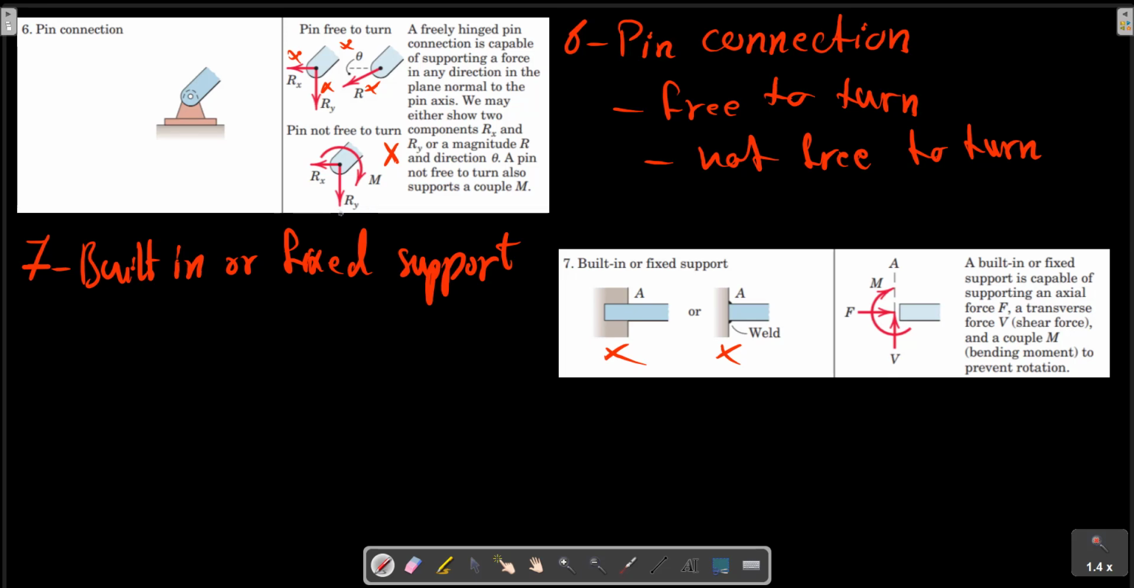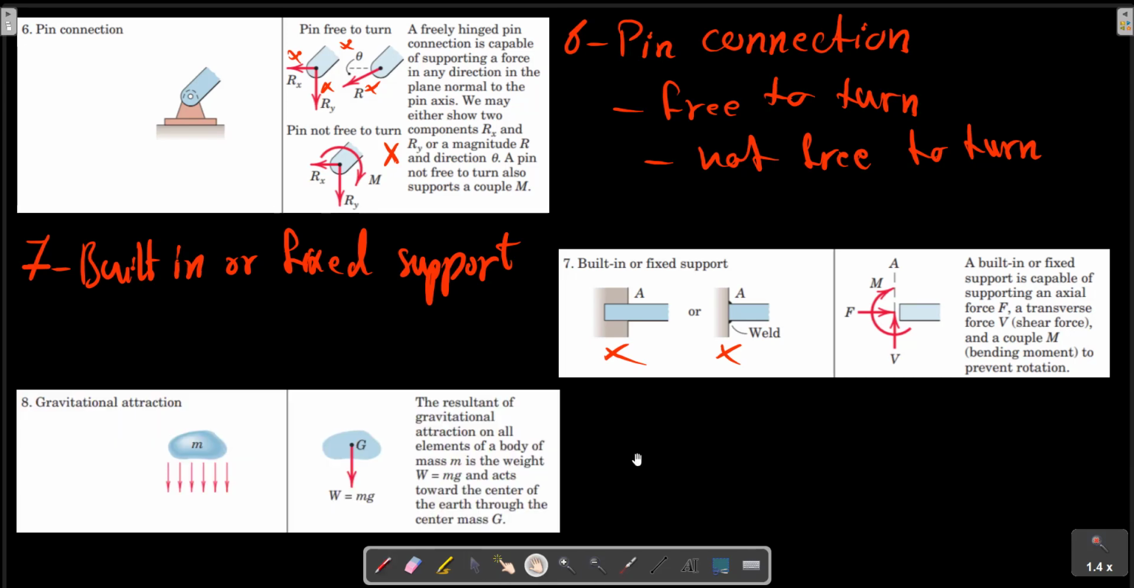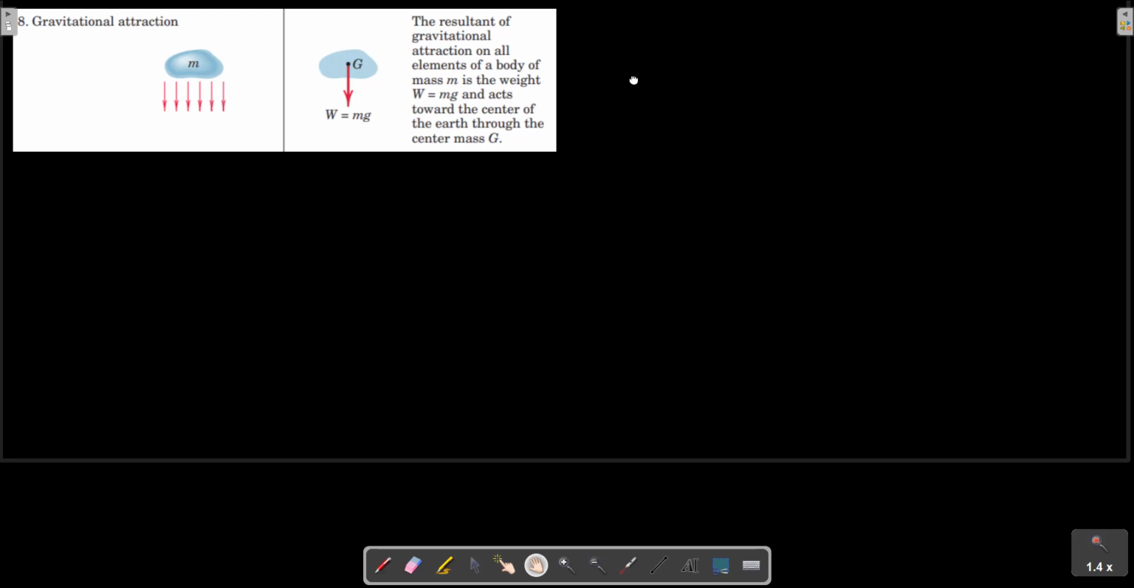And the next example is gravitational attraction, example 8. This example shows the gravitational attraction. One of the most common forces is that due to gravitational attraction. This force affects all elements of mass in a body and is therefore distributed throughout it.